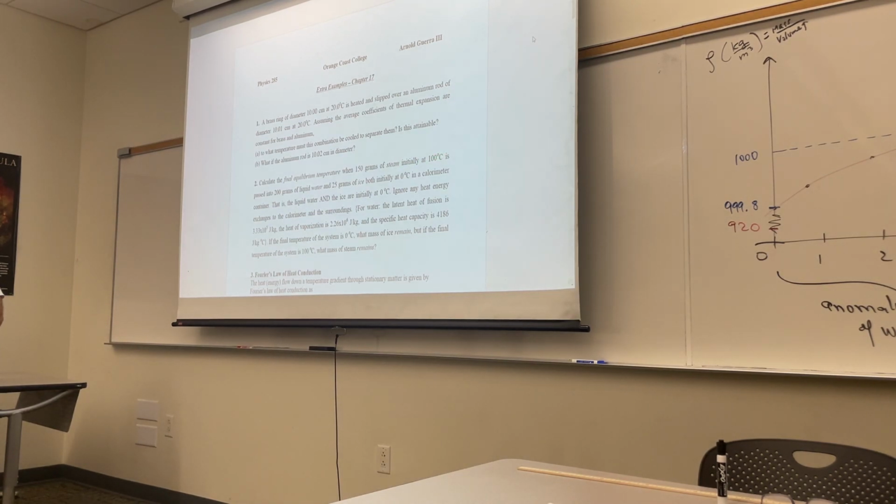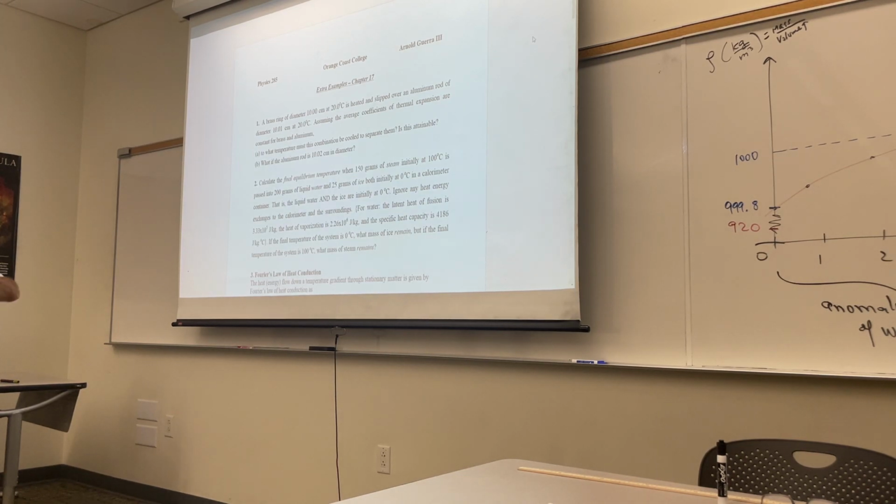initially at 100 degrees Celsius, so steam at 100 degrees Celsius, a certain amount of that, 150 grams, is passed into or mixed with 200 grams of liquid water. I mean, it's water, I guess I shouldn't say liquid. So with 200 grams of water and 25 grams of ice, both the water and the ice initially at 0 degrees Celsius in a container.